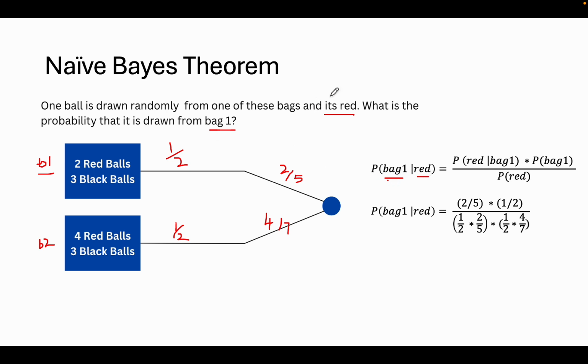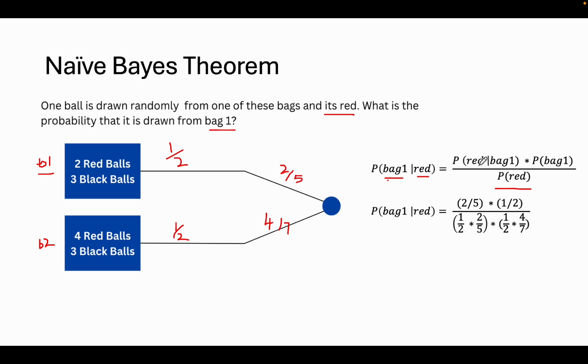So if we put this thing into the equation, we can see that we have to calculate the probability of bag 1 given that the ball is already red. The event has already occurred. So if we put this into the equation, we have to first calculate the probability that the ball is red given that the bag is 1, multiply by the probability of bag 1 and divide it by the probability of red.